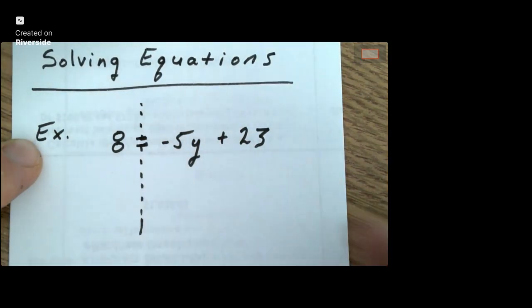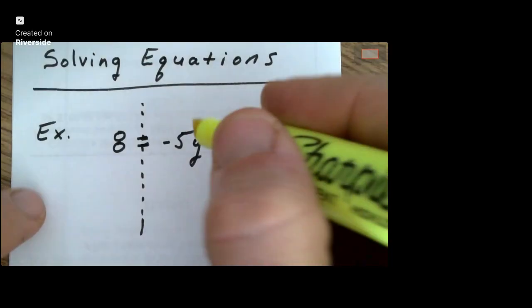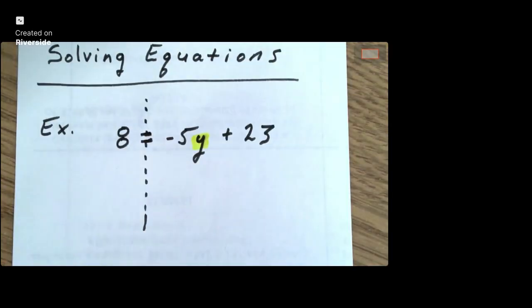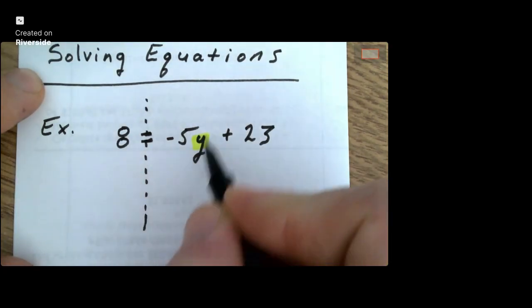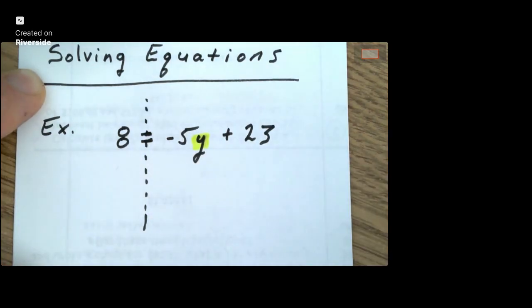So let's take a look at our equation here, and our whole objective to solving an equation is to get the variable by itself. In this case, we have one variable, and it's the y. We want to get that y by itself. That's kind of the objective. So let's mathematically start doing what we need to do to get this variable term, negative 5y, by itself, and then eventually get the variable by itself, and then we'll have our equation solved.